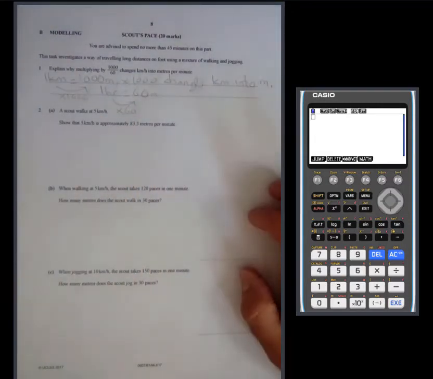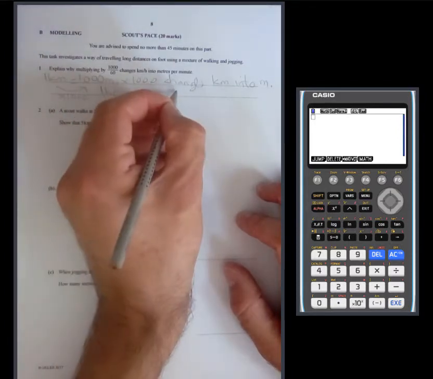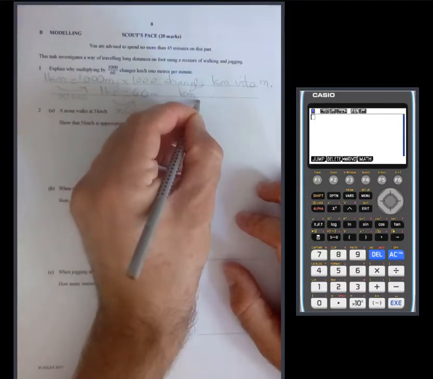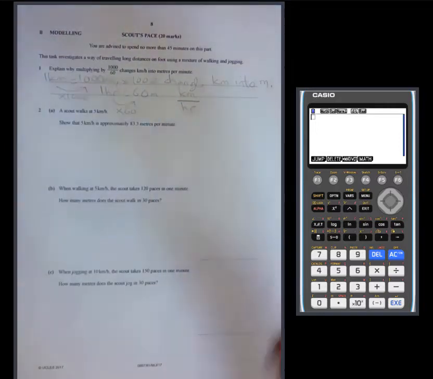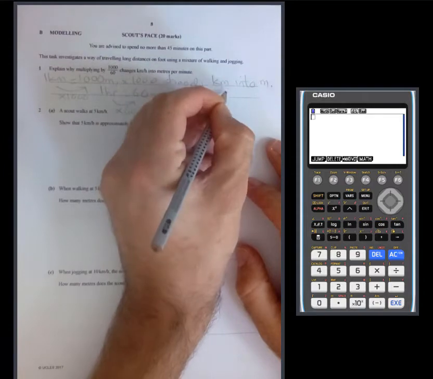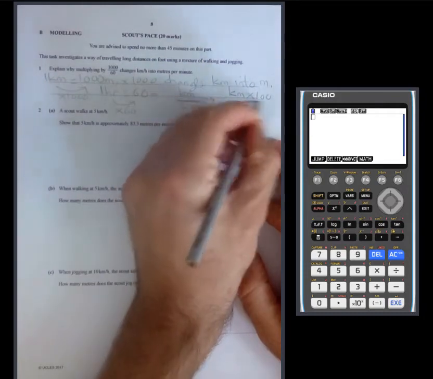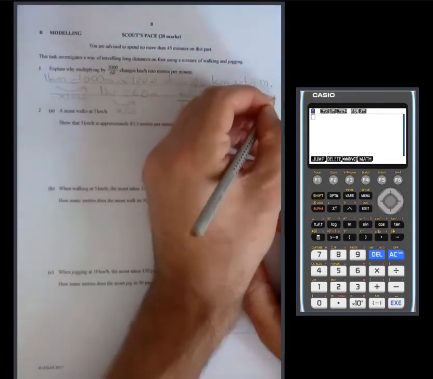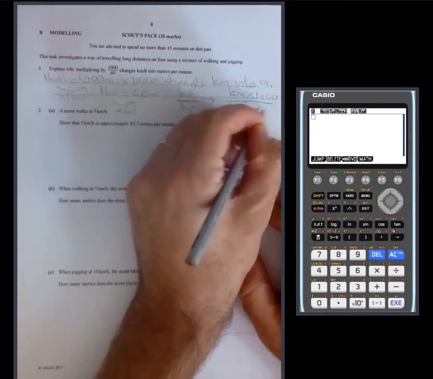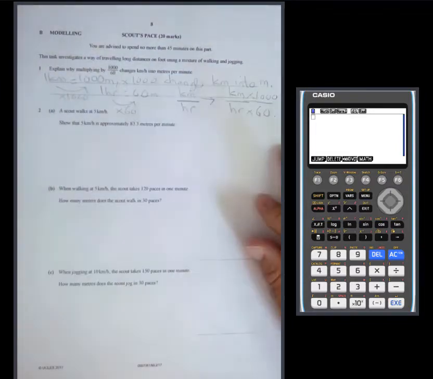So you have a speed which is in kilometers per hour. So you've got the number of kilometers divided by the number of hours. That gives you a speed in kilometers per hour, right? So if I want to change that to meters per minute, well, I'm going to do kilometers times 1000 over hours times 60. And that's why basically you have kilometers per hour times 1000 over 60.